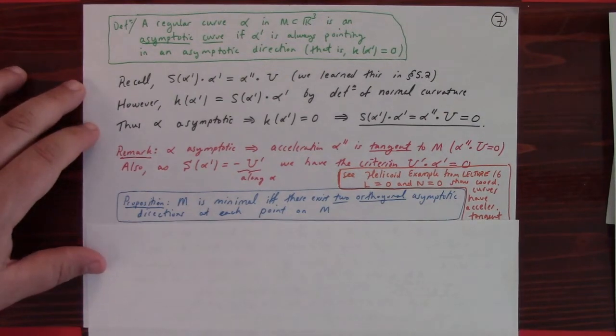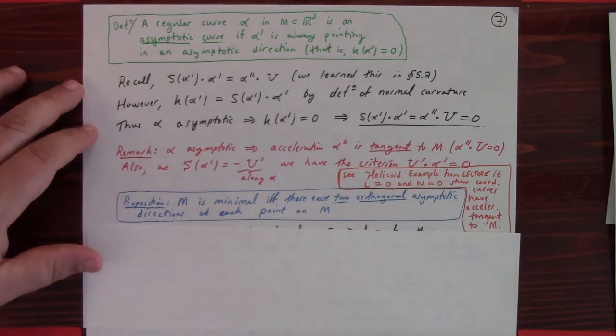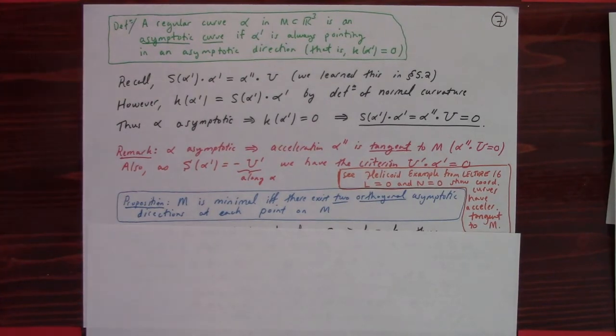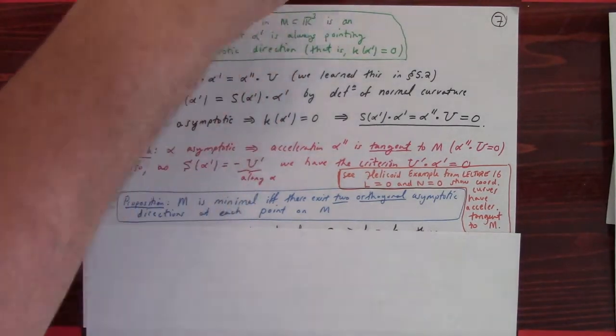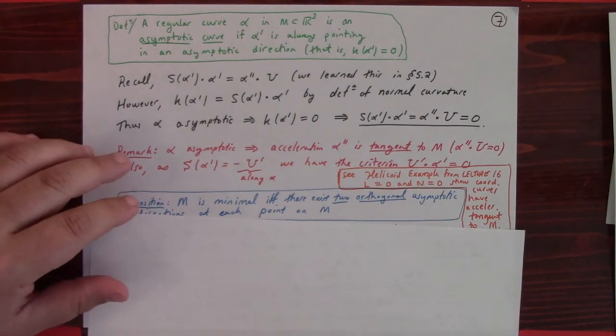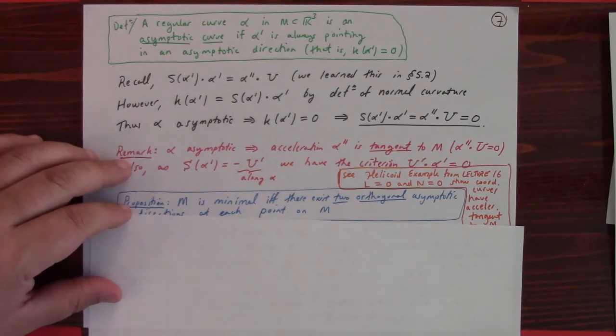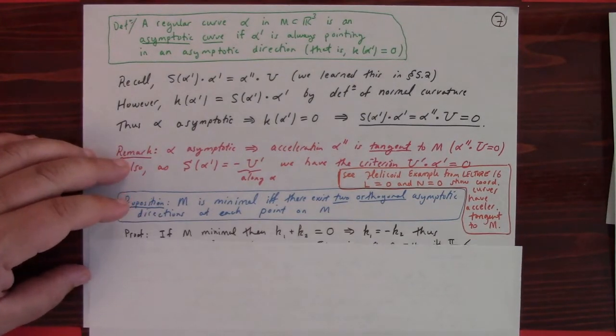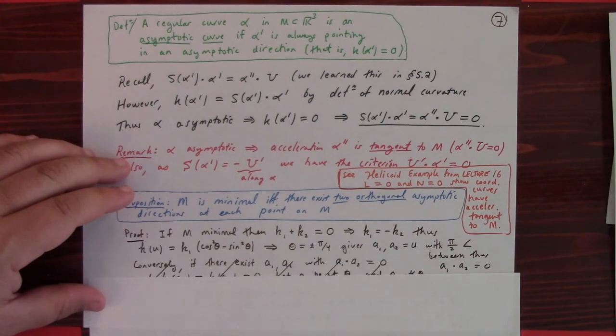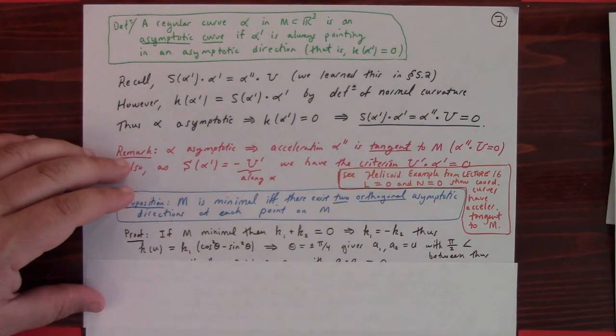Now, proposition: M is minimal if and only if there exist two orthogonal asymptotic directions at each point on M. This claim is kind of in the middle of a paragraph in O'Neill. It's page 244 where he has this, and I've added a little proof here, and there was an error in my previous version of the proof I had to fix, but here it is.